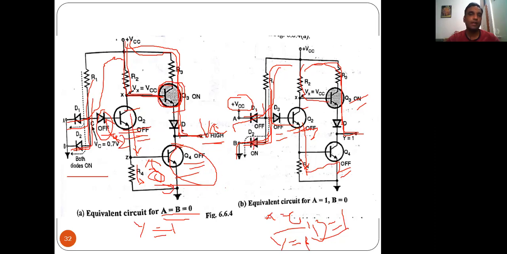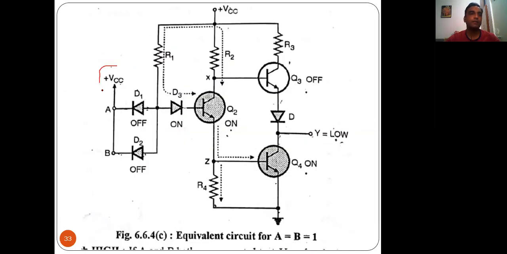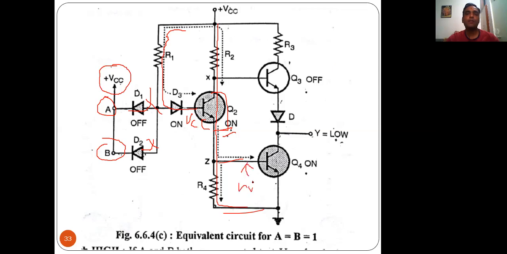Now let us go for the last combination, which is when A and B both are 1. As we can see in this combination, A and B both are connected to VCC. So D1 will be off, it will not be flowing any current. Same way D2 will be off. So now there is one path for that VCC, that will be going through D3. So the high voltage is applied over here on the transistor Q2. So Q2 is on. So there will be a short circuit between collector and emitter of the Q2. So the current again from here will flow, and there will be a high voltage drop across the R4.